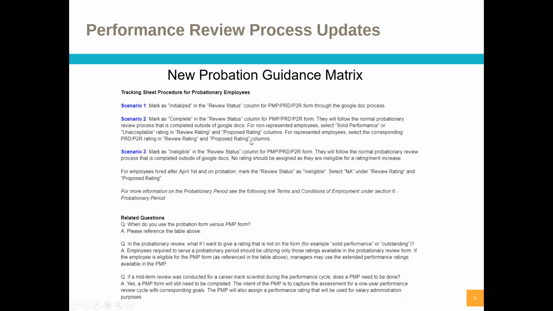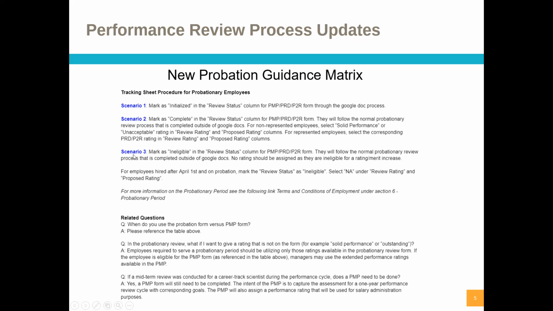Scenario number 2, the person's really still in there. They haven't completed their probation. So you can mark it as complete in the review status column and then follow the normal probationary review process that is completed outside of Google Docs. So we also talk about for non-represented employees, select solid performance or unacceptable. Remember, you can only choose those 2 ratings. It's also nice if you can make a comment in the comments section that the person is still on probation and will be receiving a probationary form.